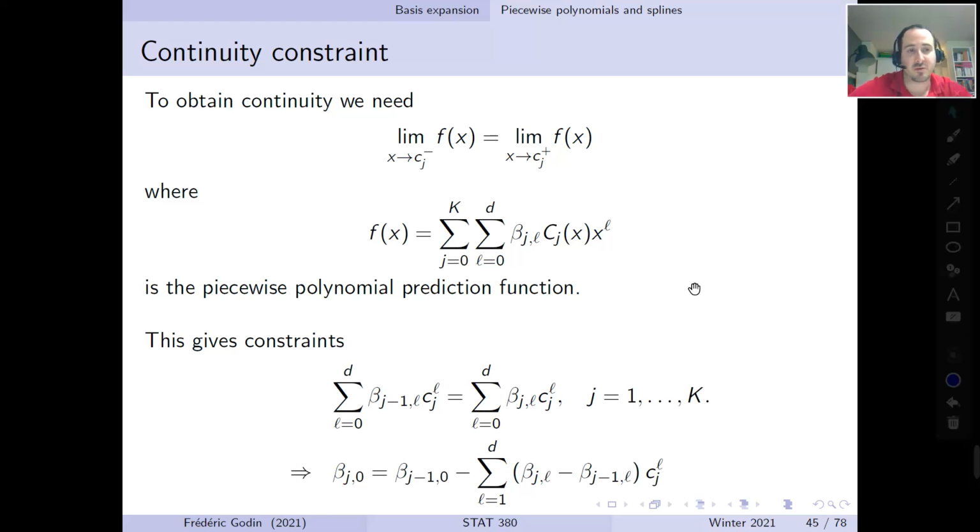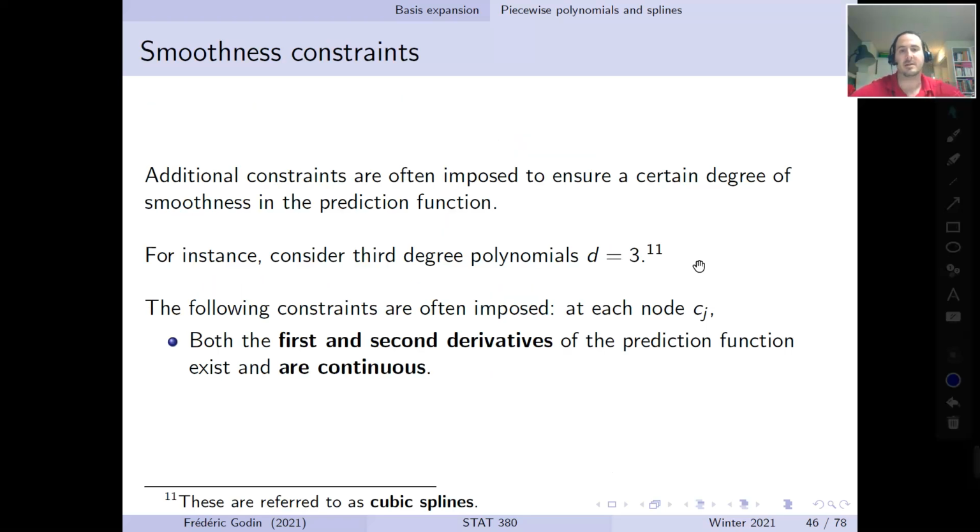and we can also continue on this to impose other constraints, such as the smoothness constraints we've discussed. Okay, so as we said, we don't necessarily want to have sudden changes in curvature for the prediction function. So maybe we don't want something like that, like a V, but we like more smooth variation. So in this case, we can add additional constraints to impose these conditions.